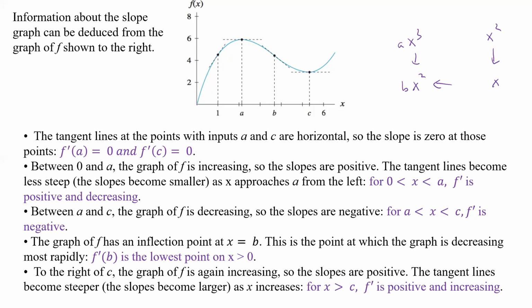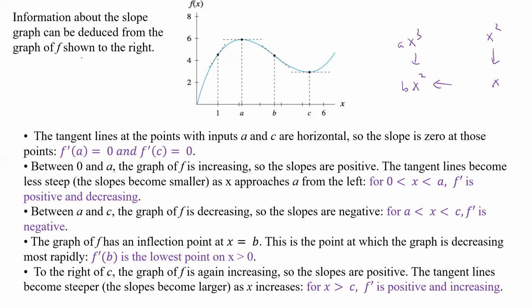Now between 0 and A, what's happening? What is our slope? Well, our slope is positive. Now the tangent lines become less steep, or basically your slopes become smaller as your x approaches A. So it's the most steep here, and then it gets less steep and less steep, and pretty soon it's getting almost to be that 0 slope. So we can say it's decreasing as we go up. So for 0 less than x less than A, f prime is positive and decreasing.